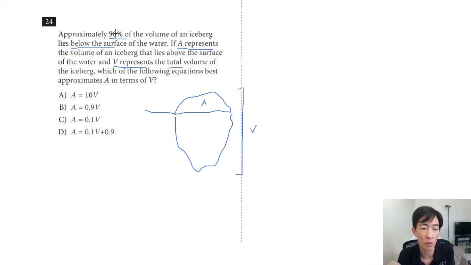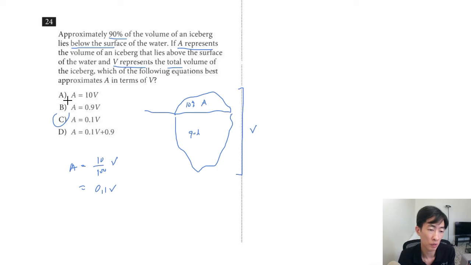So if 90% is below the surface, obviously what's above the surface? 10%. So what's A in terms of V? A is 10% of V. Said another way, A equals 10 over 100 of V, or A equals 0.1 V, and that's choice C.